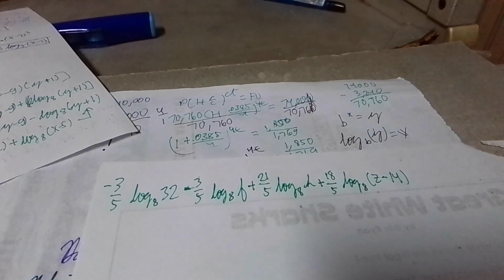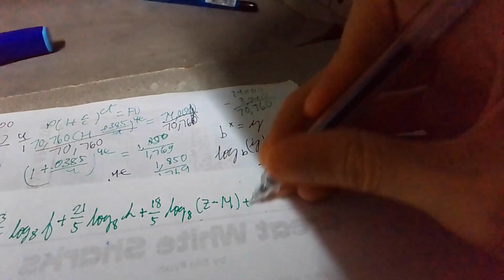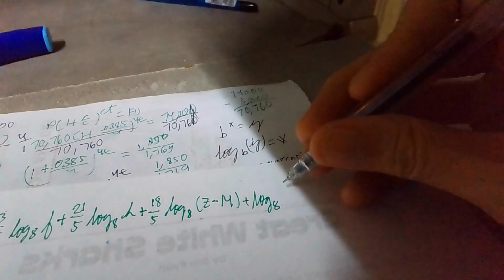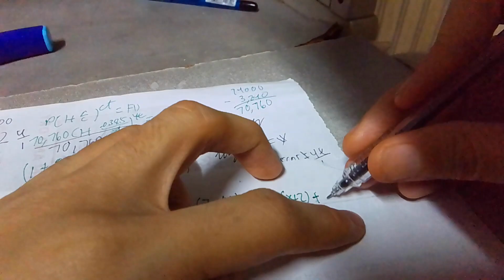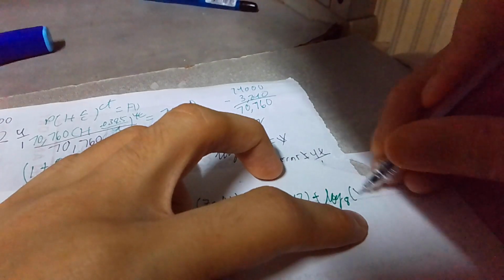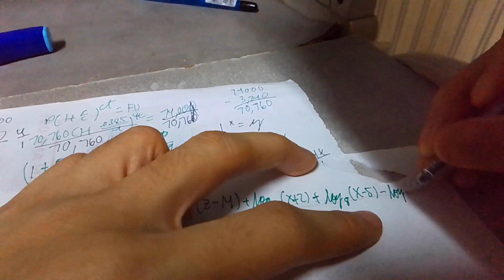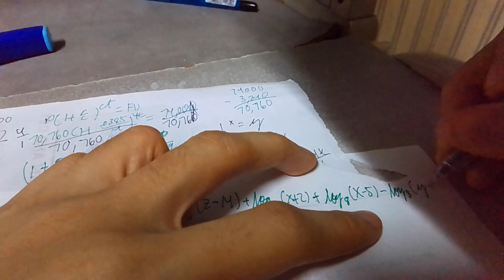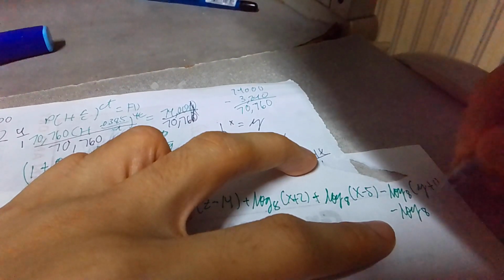And then, remember, the next thing that we did is we factored this out. So what we did is minus plus log base 8 of x plus 2, plus log base 8 of x minus 5, minus log base 8 of y plus 1, minus log base 8 of y minus 9.